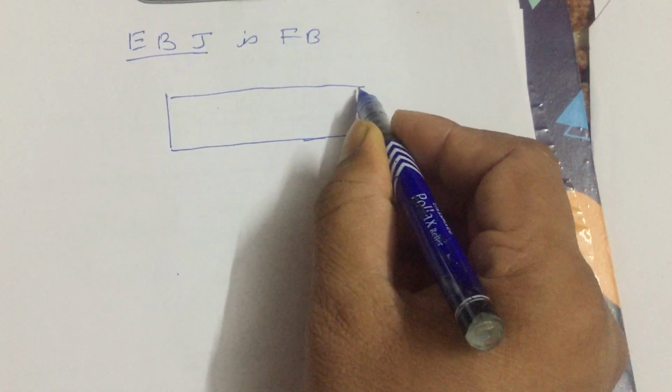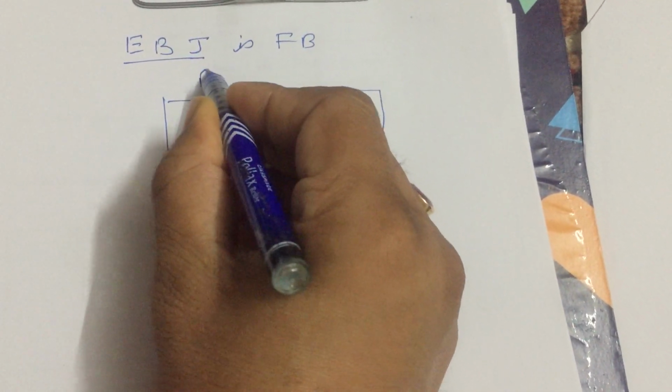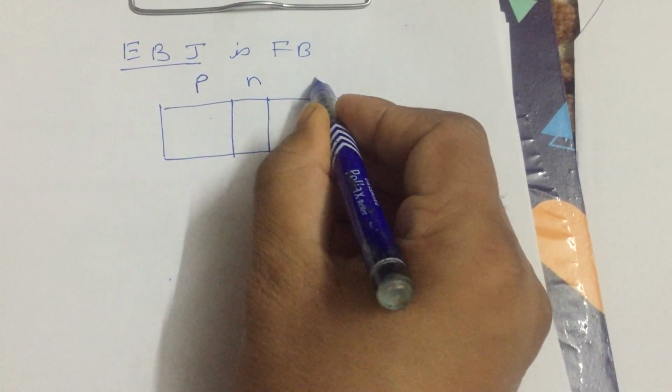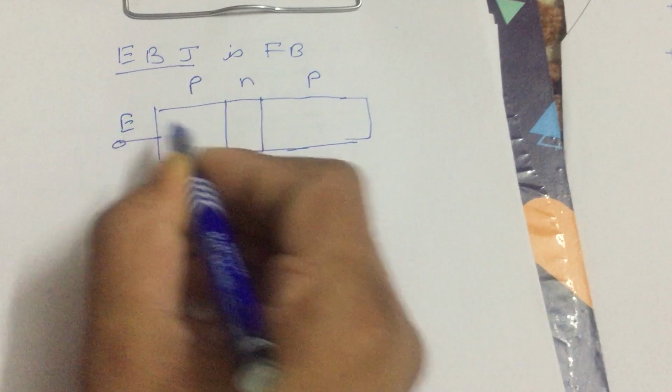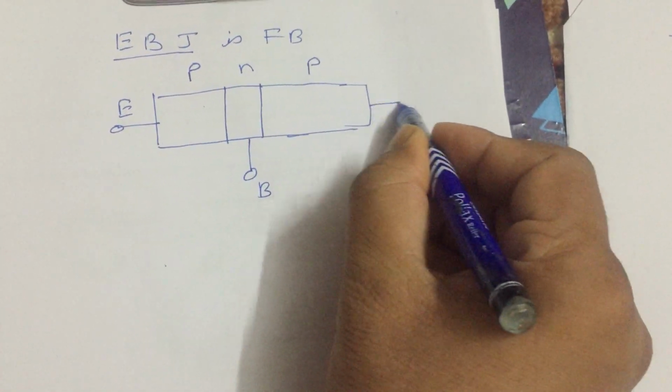Here is a transistor. Emitter, this is a P-type semiconductor. Base, N-type semiconductor, and collector is a P-type semiconductor. This is emitter, base, and this is collector.